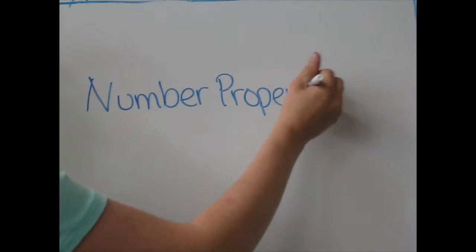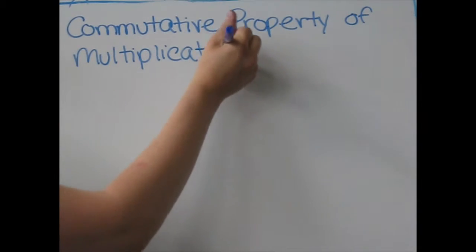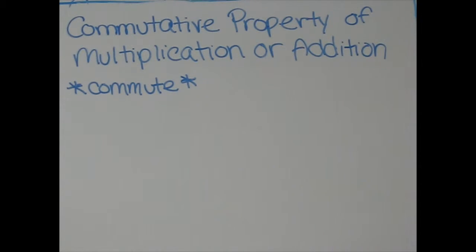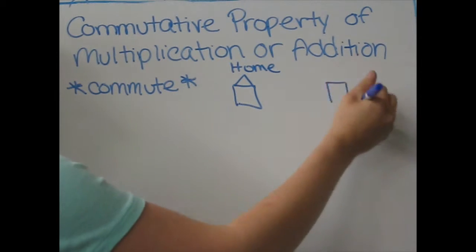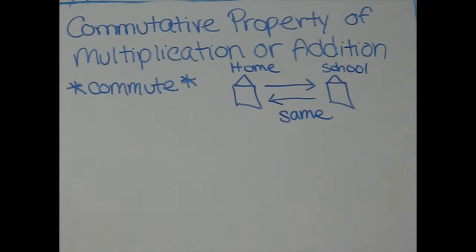Today we're going to look at number properties, specifically 3 of them. We're going to look at the commutative property of multiplication or addition. When you look at that, we're going to focus on the word commute. When you think of commute, you think of going to and from school. You can start at home and go to school, or start at school and go home, and either way it's the same distance. The order doesn't matter.